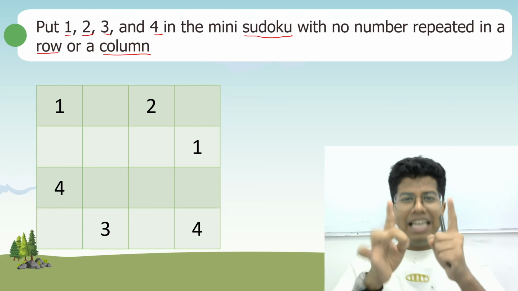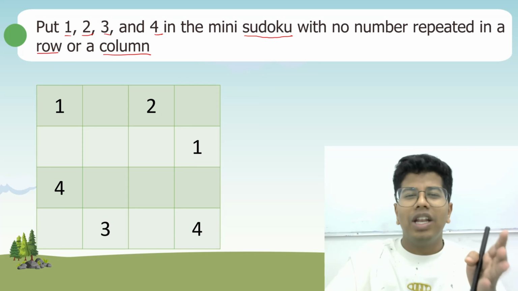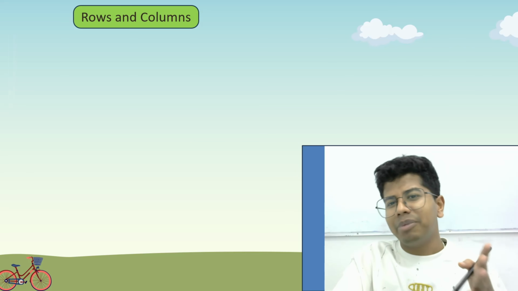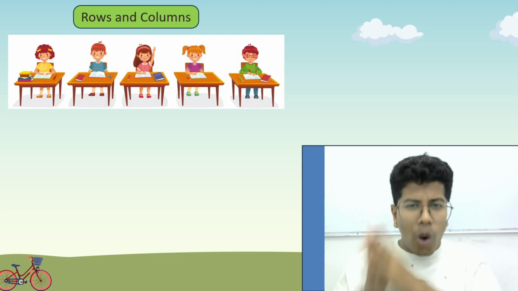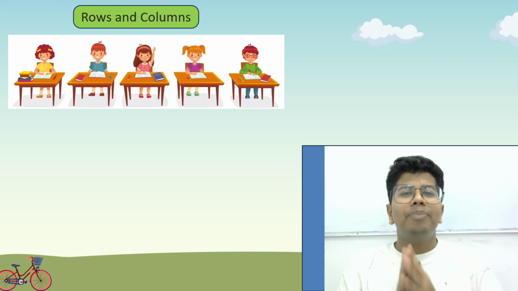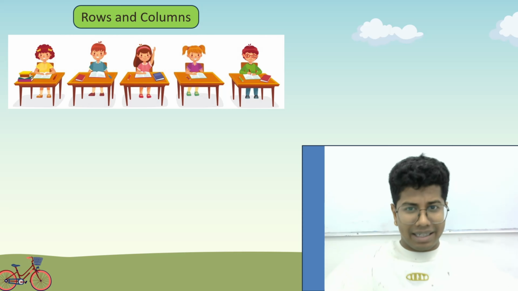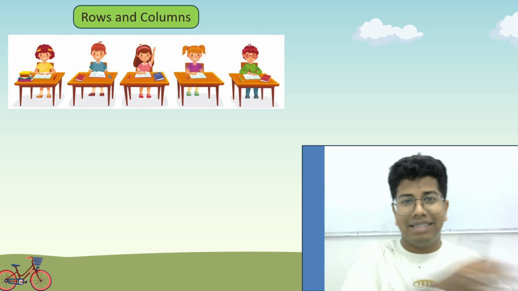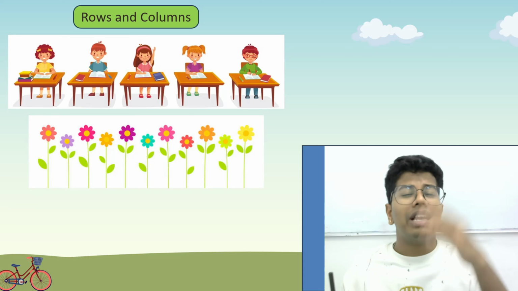The first part is to understand what is a row and what is a column. Let's take a simple example. Let's say there are some kids sitting. Rows and columns are nothing but a type of arrangement. For instance, when the kids sit, they sit side by side in a line. So this arrangement can be called a row.